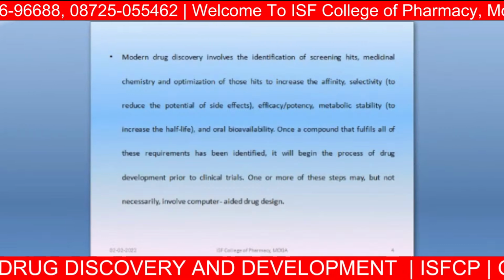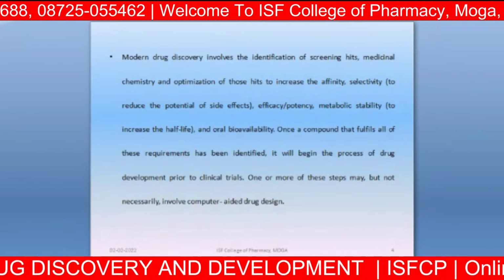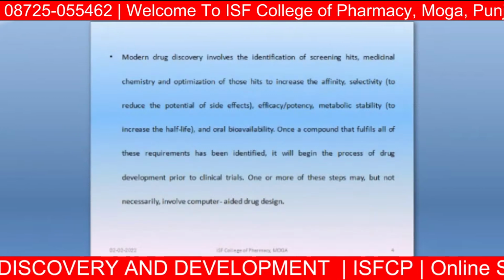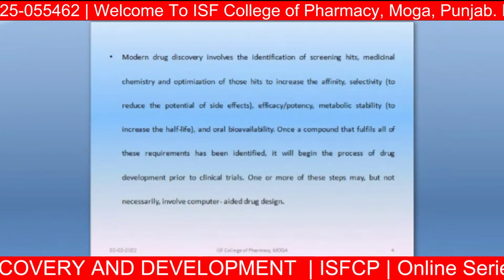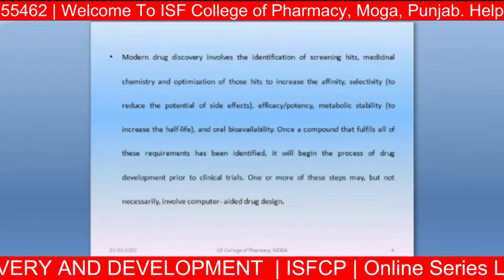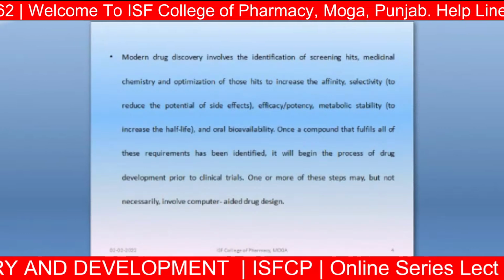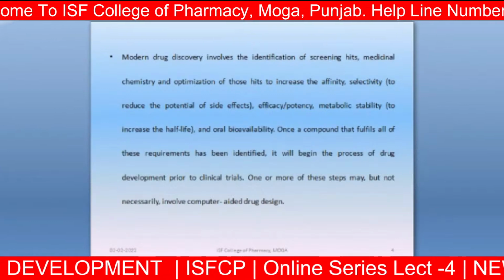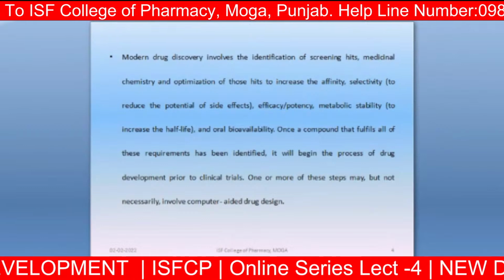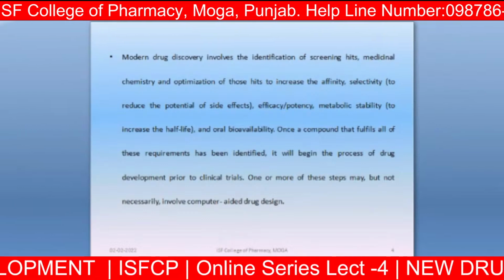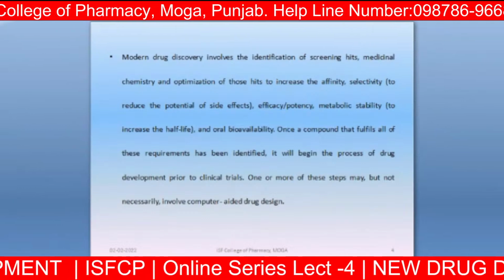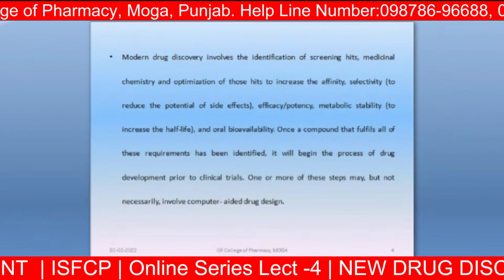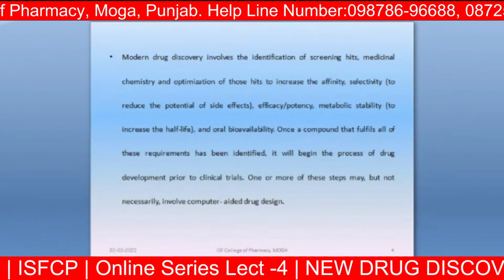So the drug must be potent, meaning that it must be used in very small quantity. In the case of management of heart disease, various types of potent drugs are available by which we can manage the disease accordingly. Next is metabolic stability, to increase their half-life and oral bioavailability.